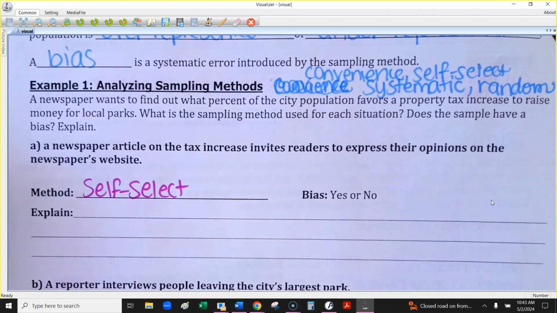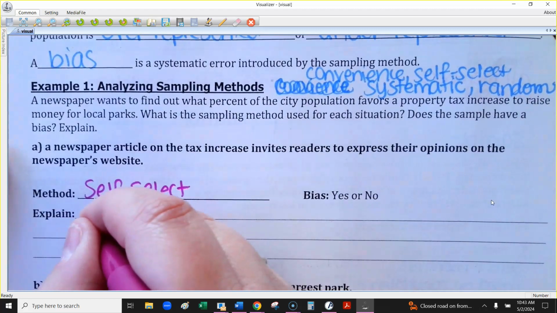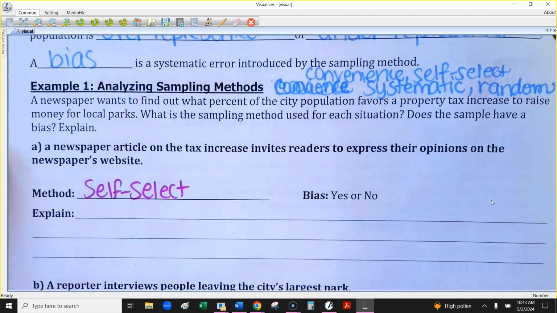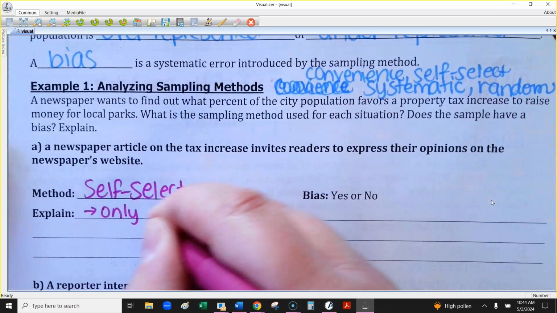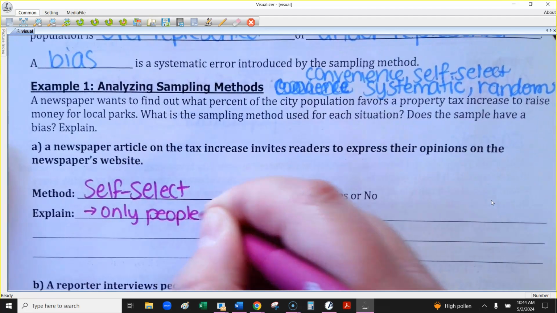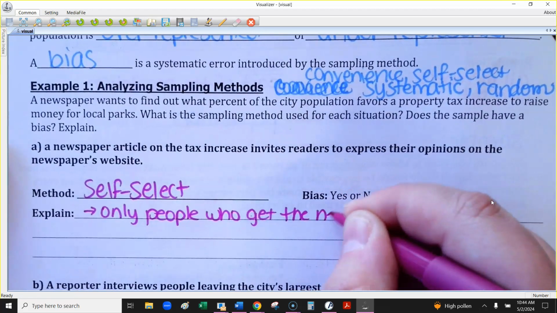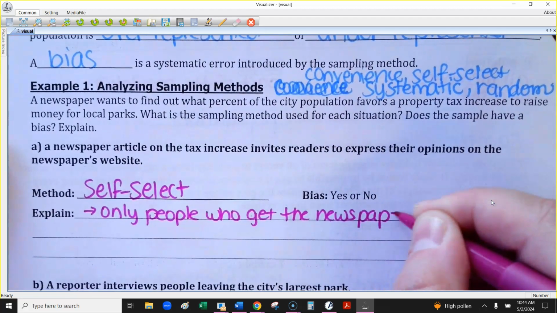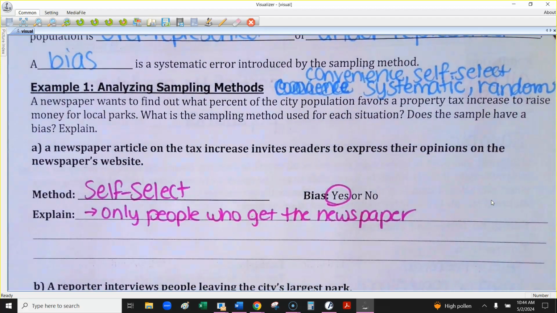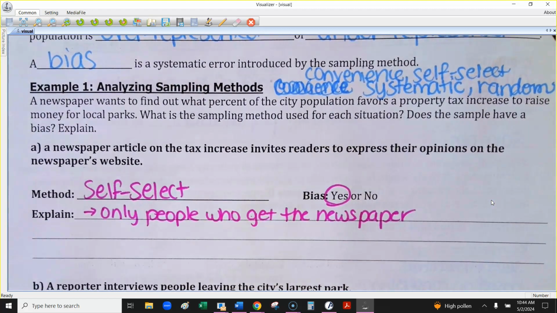Okay, why? Exactly. If this is a newspaper article, only people who get the newspaper will even see it. So you're way underrepresenting, because there's got to be a lot of people in the community that are not going to get a newspaper. So that would be the bias there. This is not necessarily bad information to collect, but I would definitely argue that it's biased.